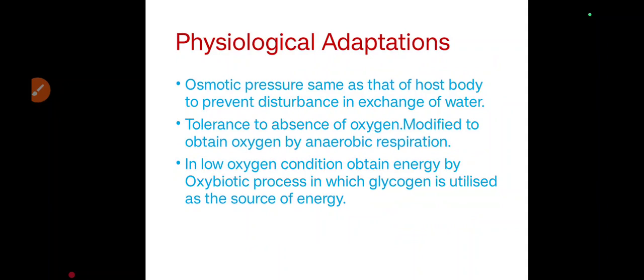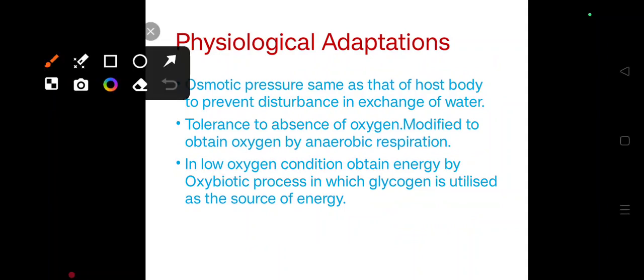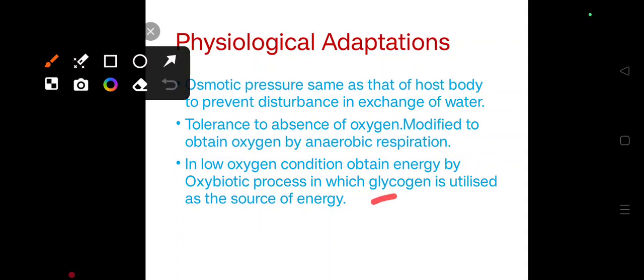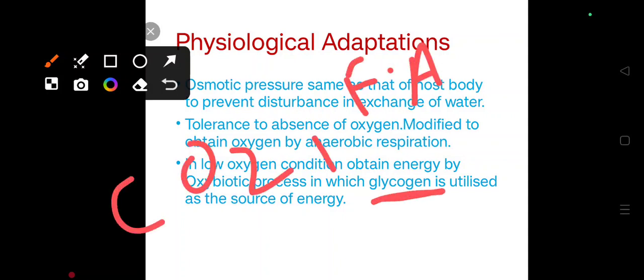Then we come to physiological adaptations. In physiological adaptations, first we will talk about osmotic pressure. Osmotic pressure in the parasitic body is equal to that of the host body, so there is no disturbance in exchange of body water. Then tolerance to absence of oxygen. They are modified to obtain oxygen under anaerobic conditions. In low oxygen conditions, they obtain energy by an anoxybiotic process. In this process, glycogen is utilized and carbon dioxide and fatty acids are released.